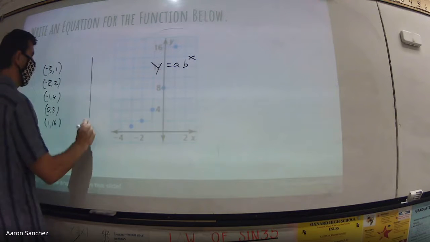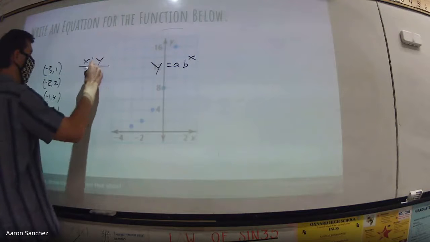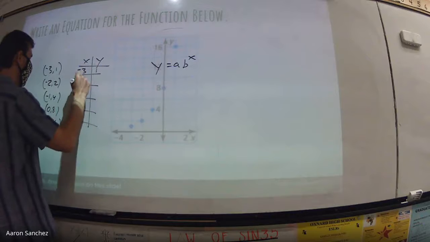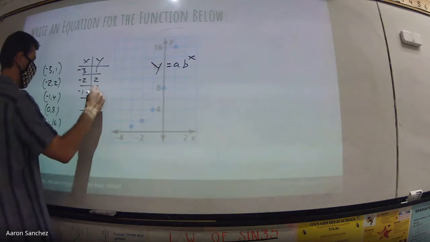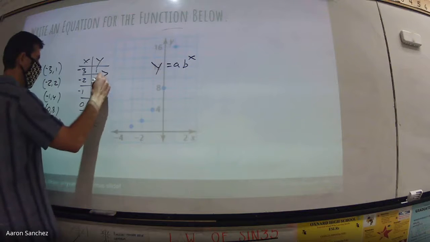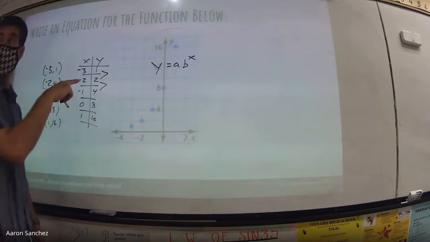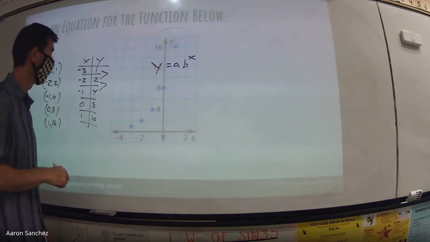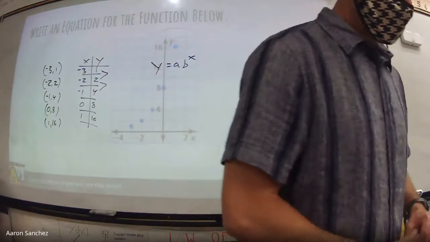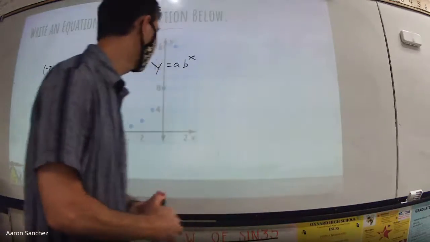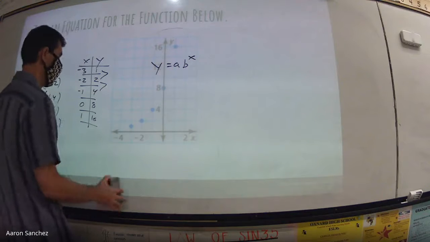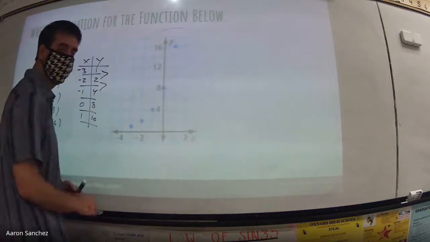Let's write this as a table. X, Y. -3, 1. -2, 2. -1, 4. 0, 8, 1, 16. How am I increasing? Hey, how am I increasing this way, guys? You're increasing by 2. What do you mean by 2? You're multiplying by 2. Yes. Crystal Magallanes, how am I increasing here? By 2. What do you mean 2?